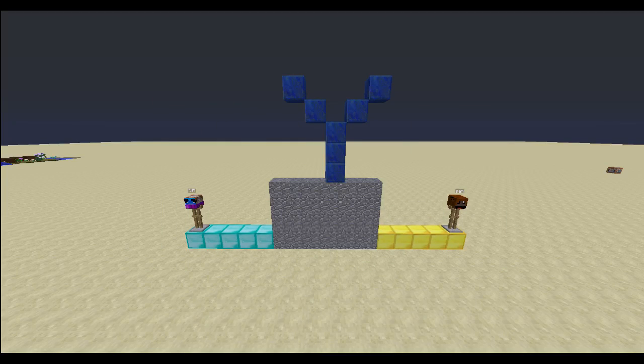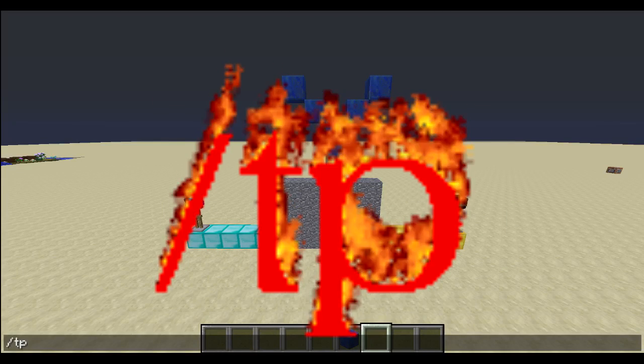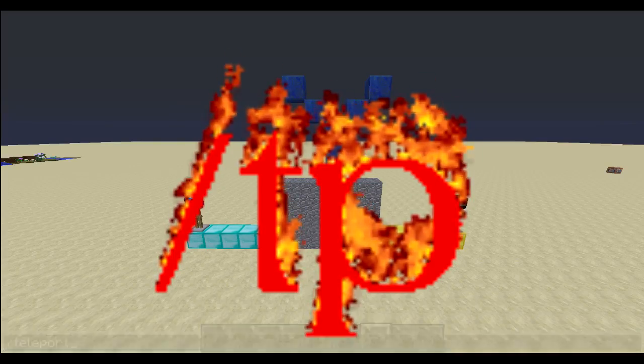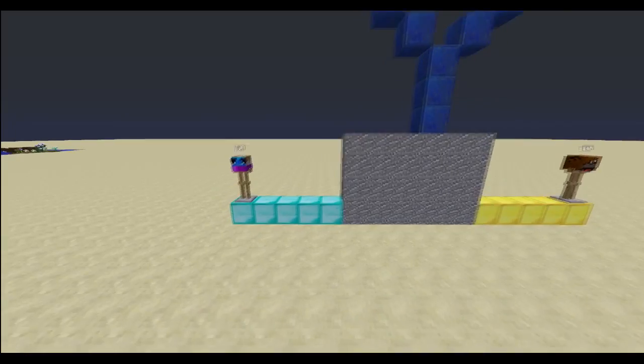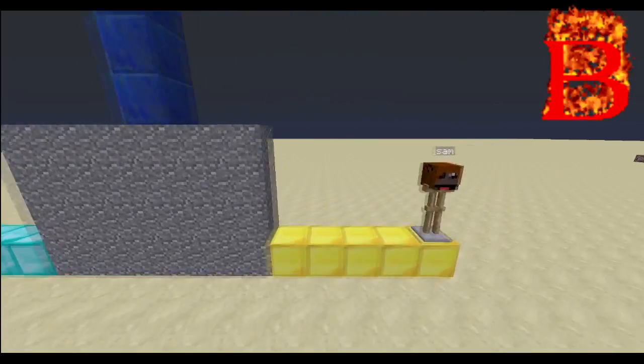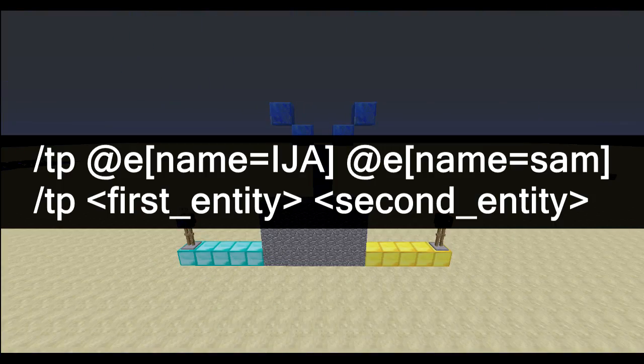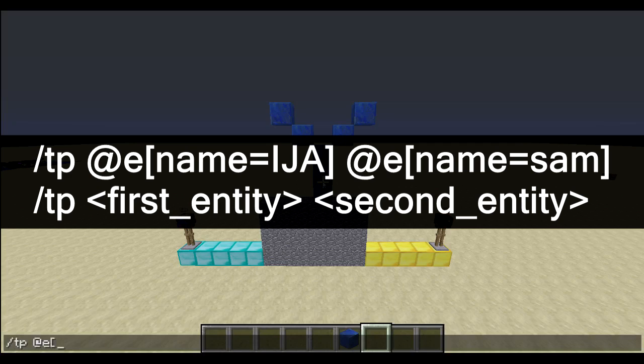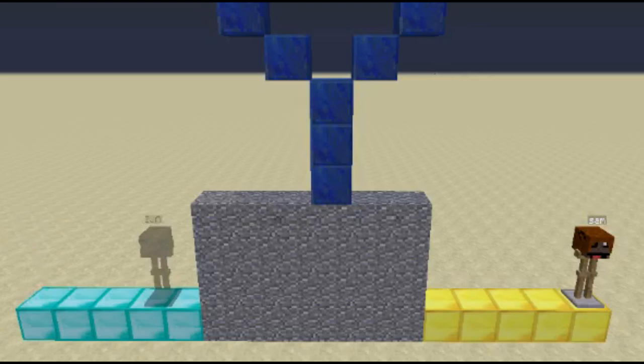Anyway, the teleport command is what /tp means. I don't know why they didn't just write /teleport, but /tp seems to be the way. IJA wants to get from point A to point B. There are 3 ways to do this. The first way is to literally just teleport IJA to Sam. /tp @e[name=IJA] @e[name=Sam], which means I'm going to teleport IJA to Sam.